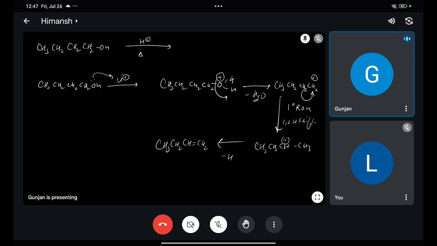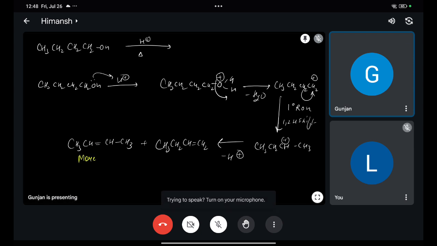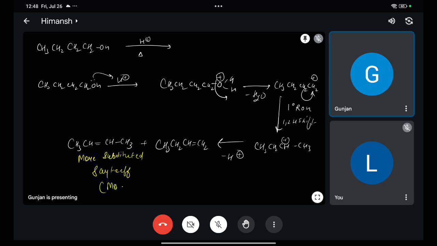Initially H plus enters, now H plus removes. So we can say that acid over here is the catalyst that is regenerated in the reaction. H positive is taken in the first step, and you can see in the last step it comes out. Right or no? Out of these two products, this is the more substituted. That is the major Saytzeff product. And this is the minor.